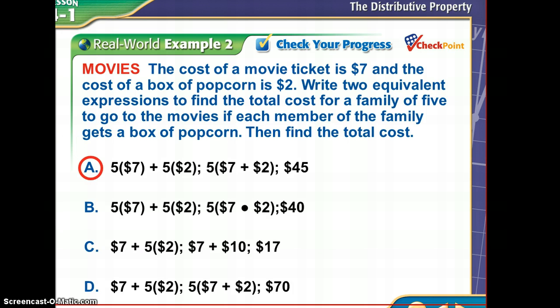And you should have selected choice A. 5 members in the family times the cost to get into the movie plus the 5 members of the family times the cost of a box of popcorn. That's equivalent to saying 5 times the quantity, 7 plus 2, and the cost for the family of 5 would be $45 for an evening out at the movies.